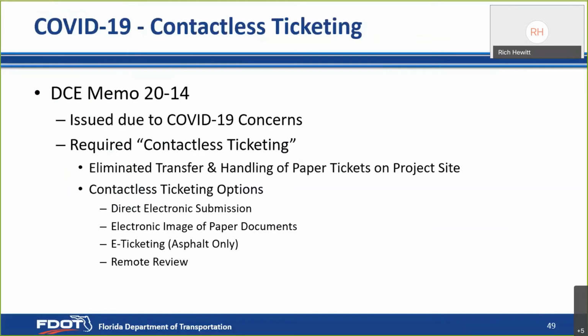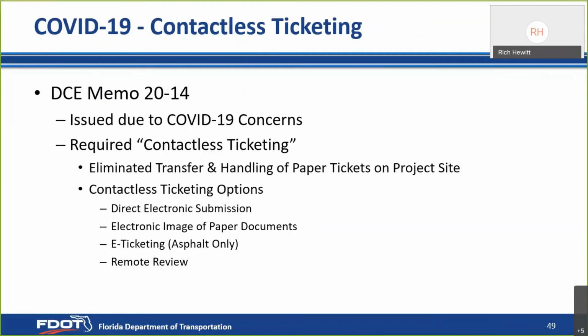So that was our pilot program, and then COVID-19 came into being, and we issued a DC 20-14, and that required contactless ticketing. And so that eliminated transfer and handling of paper tickets on the project site. And so we gave a couple different options. It can be direct electronic submission. So if you could connect your plant output, have that email the ticket information to the project, that would work.